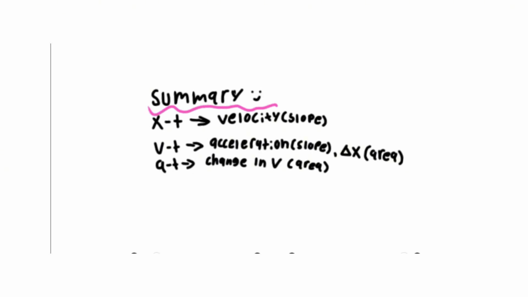In a position over time graph, the slope gives you velocity. In a velocity over time graph, the slope is acceleration and the area is displacement. And in an acceleration over time graph, the area is change in velocity, or delta V.